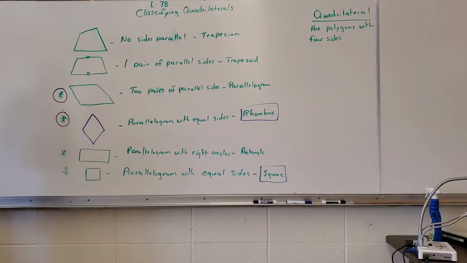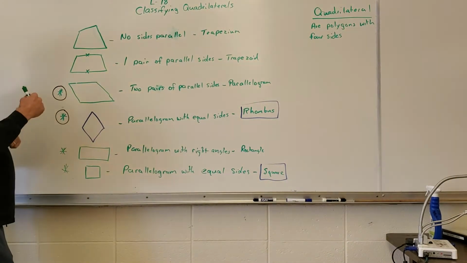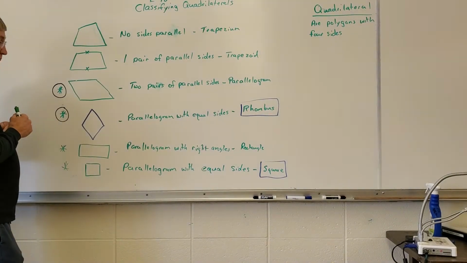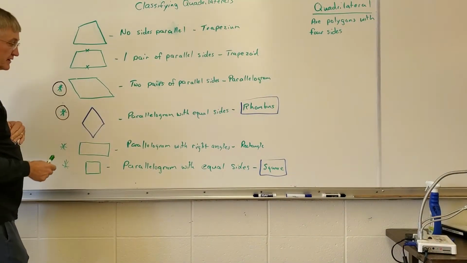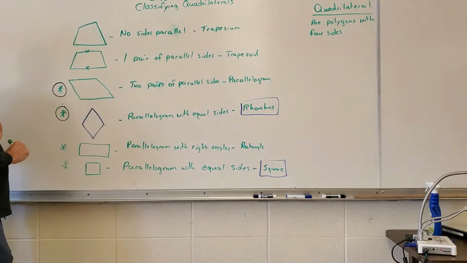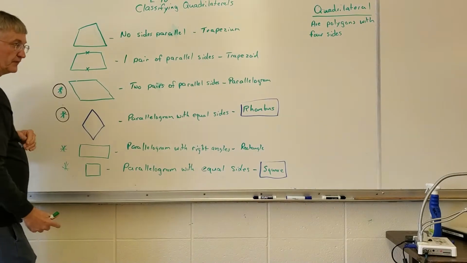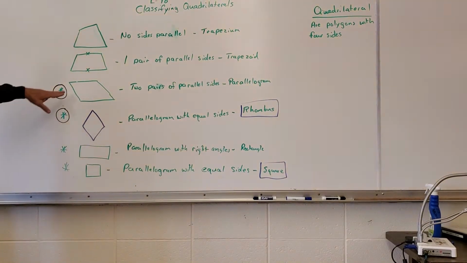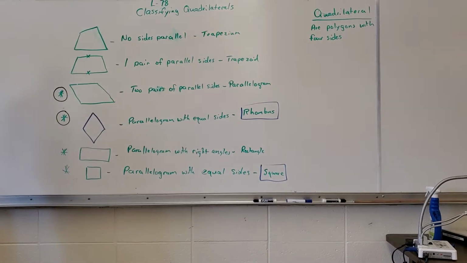Now, notice I didn't say they had to be 90-degree angles. If you notice in these first two, and we'll get to the rhombus in a minute, they don't. But the last two you see, the rectangle and square, they do. We'll get to them. So again, two pairs of parallel sides makes a parallelogram.